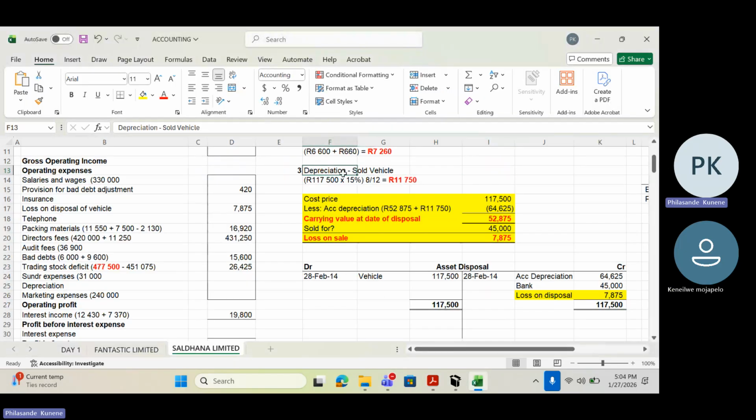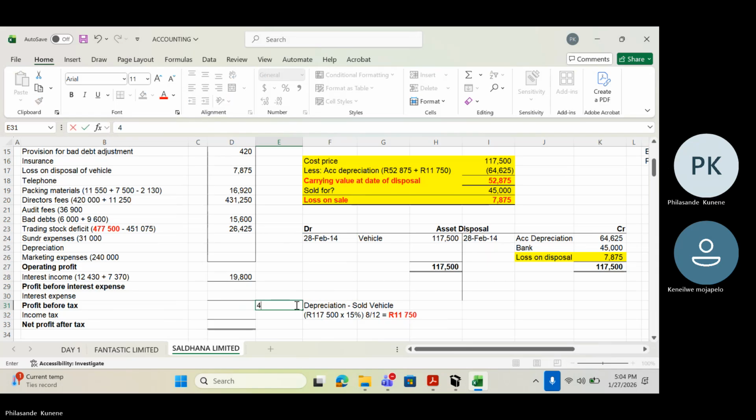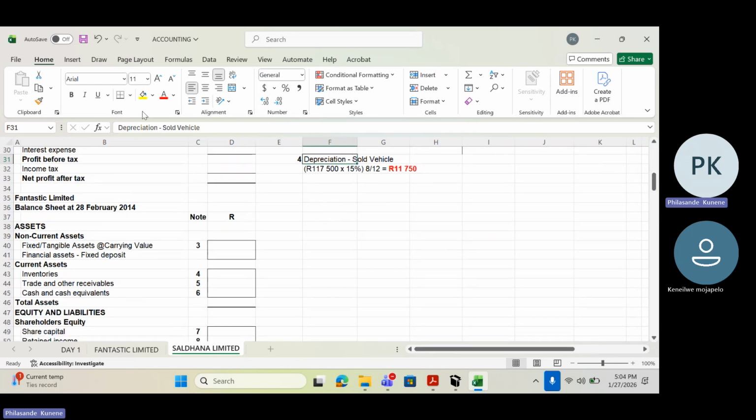But depreciation of a sold vehicle, we did calculate that one. A depreciation of a sold vehicle. Let me just say here, number 4. Just gonna say number 4 here, and we're just gonna do the workings for depreciation. Okay, depreciation of sold vehicle. Now we need to calculate the depreciation of an unsold vehicle. Yeah? Yes. Okay. So when we're dealing with the unsold vehicle, how are we going to start that one? Because we also need to calculate one.